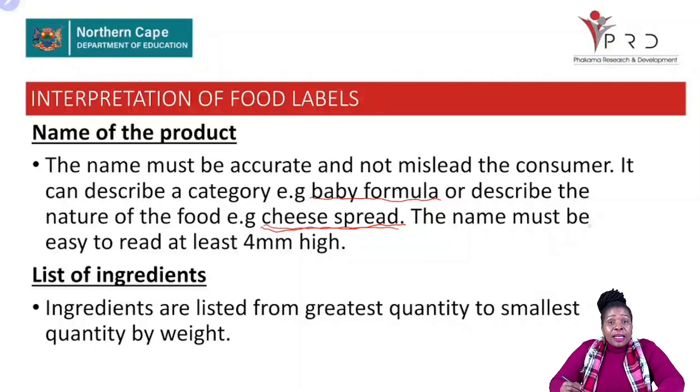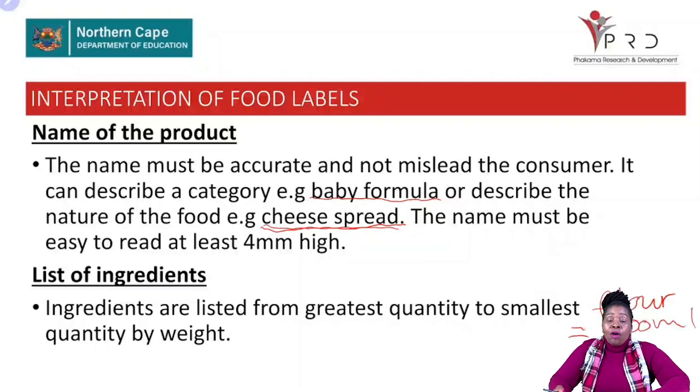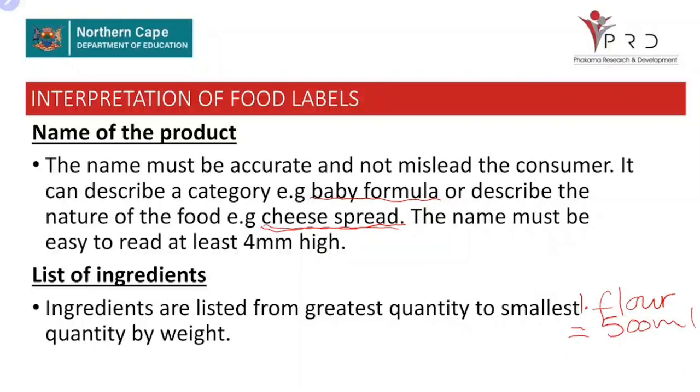If ever the ingredients are listed on the packaging, then they must be listed from the greatest quantity to the smallest quantity by weight. So the ingredient that has got more quantity, for example, let's say we are making a cake, right? Or let me give you an example of muffins. We are using flour in muffins, right? So our flour should come as the first one. And the flour in muffins is how many milliliters? Maybe we're using about 500 milliliters of flour. So this has got more weight. So that's flour, number one.